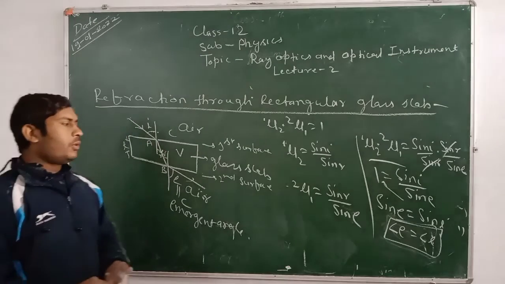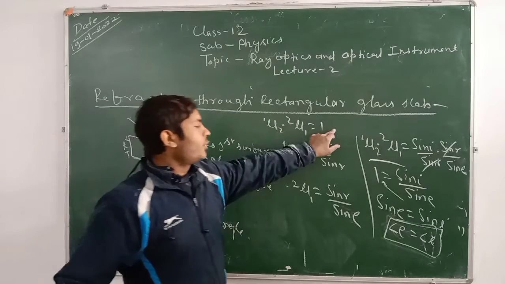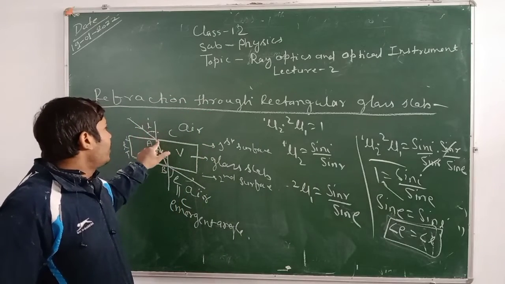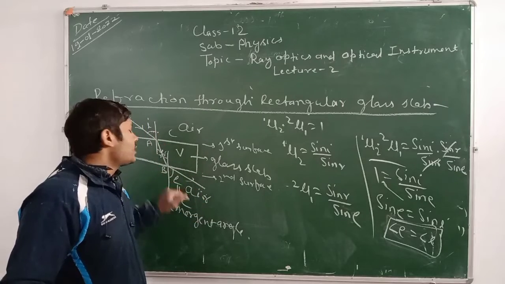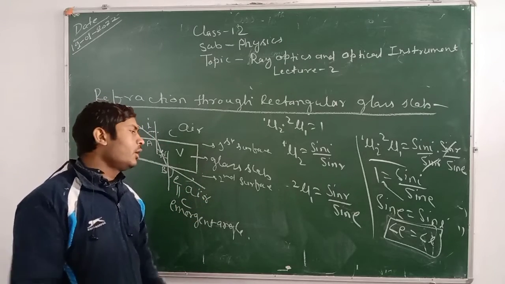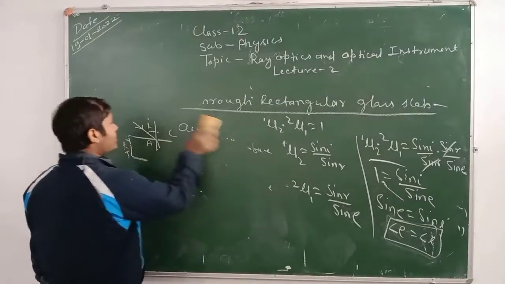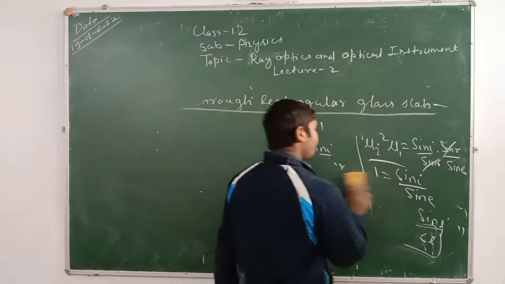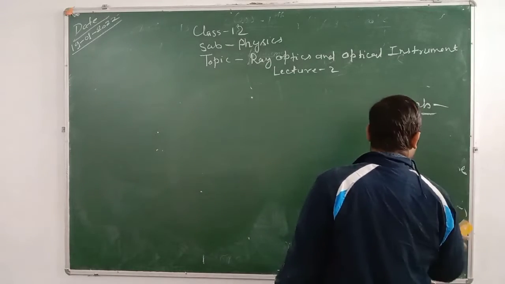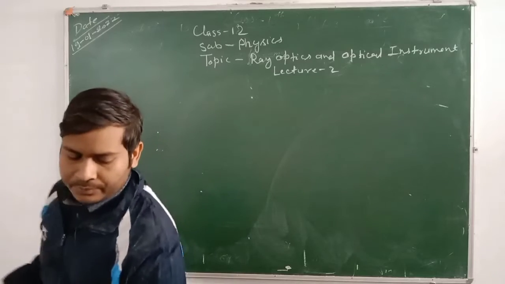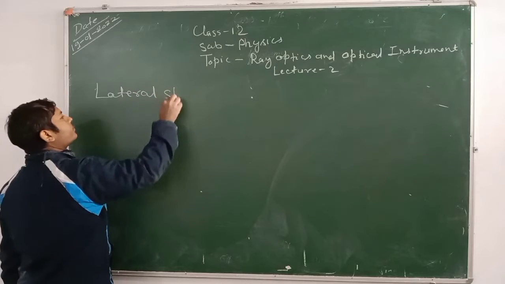So these are the two very important derivations. One is 1μ2 into 2μ1 is equal to 1. And whenever a ray of light is coming from here and again emerges into the same medium, in that case the angle of incidence is equal to the angle of emergence. Is it clear? Now look, the next topic we have to see is lateral shift. So we are going to see the lateral shift. I am writing here lateral shift.